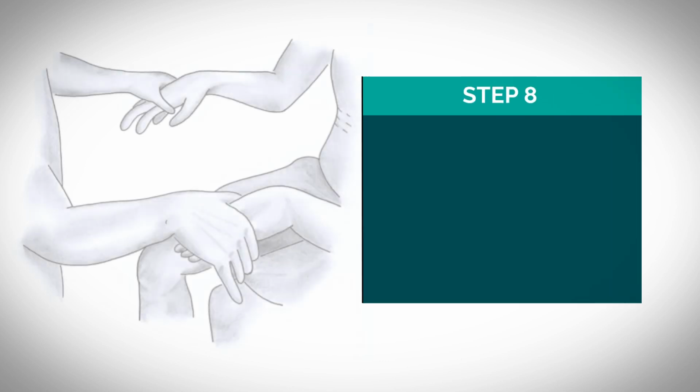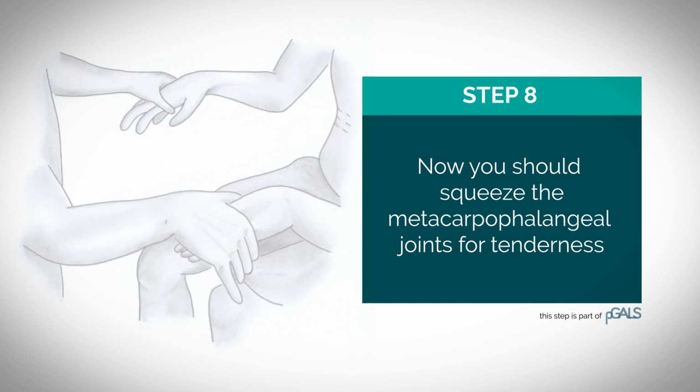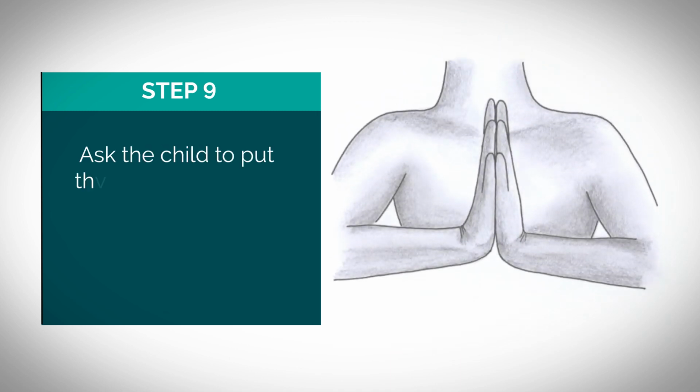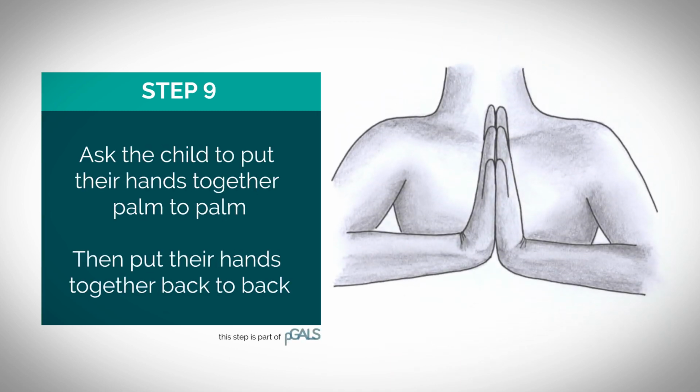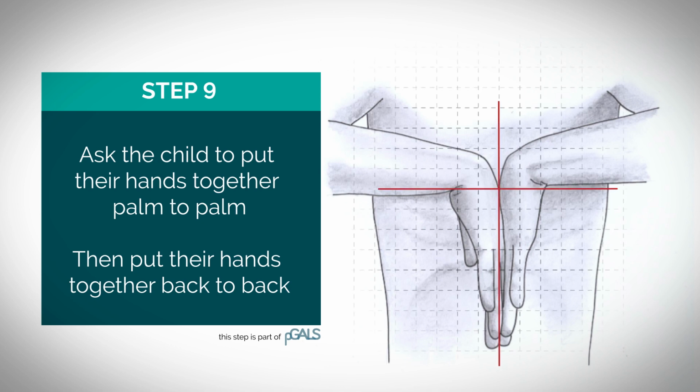Ask the child to hold their hands out with fingers splayed and squeeze their metacarpophalangeal joints with your fingers. Check for pain. Ask the child to place their hands in a prayer position, palm to palm, and then back to back, keeping their elbows horizontal, and look for any reduced range of movement at the wrists.